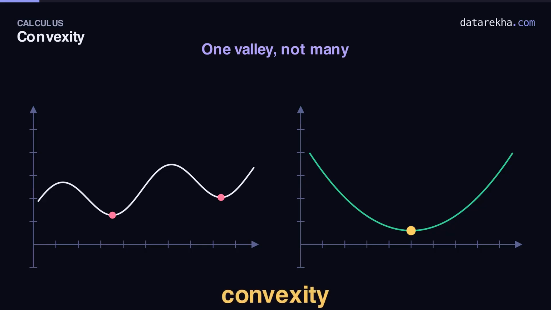That single bowl behavior has a name: convexity. It's the property that makes optimization trustworthy. And quietly, the reason so much of machine learning works.